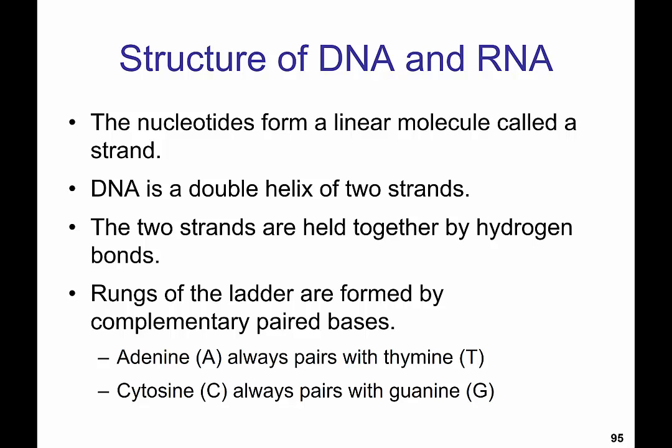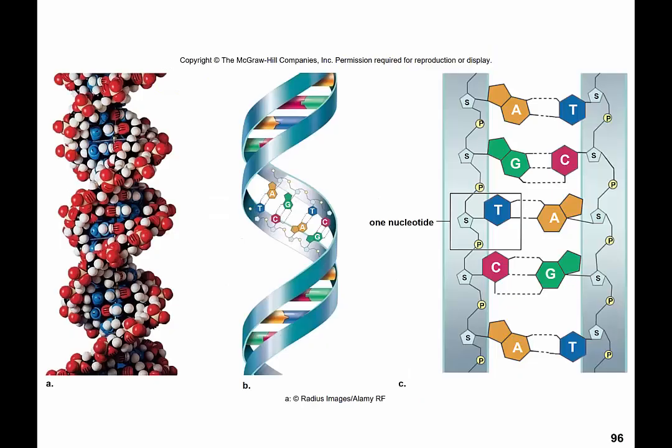Nucleotides form a linear molecule called a strand. DNA is going to be a double helix of 2 strands. The 2 strands are held together by hydrogen bonds. The rungs of the ladder are formed by complementary paired bases. Adenine always pairs with thymine, and cytosine always pairs with guanine. It looks like this in a DNA molecule. So again, we have adenine pairing with thymine, and these dashed lines representing hydrogen bonds, and guanine always pairing with cytosine, and here we have this triple hydrogen bond.